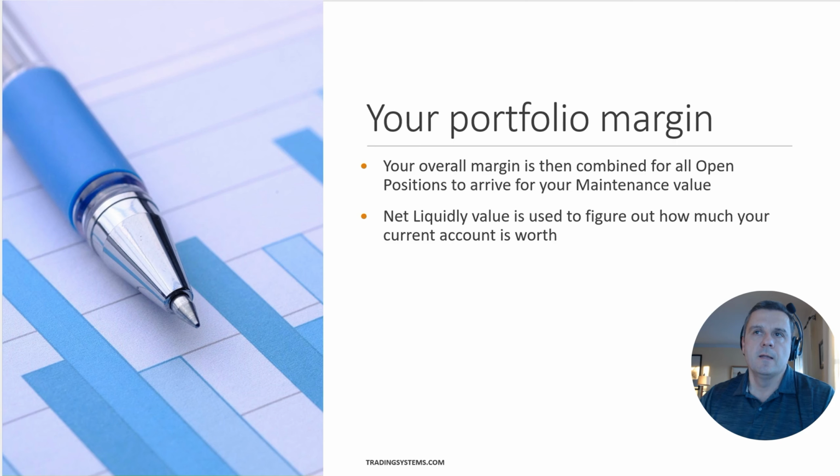Okay. Now, what happens is that you have all of your positions, and the broker says, okay, you have Apple, you have Eli Lilly, you have Tesla, you have this small cap stock. They combine all these margin requirements together to create your portfolio margin. And that's what the broker uses to figure out if you're approaching a margin call or not. They take your net liquidity value, which is basically the value of all the positions combined. If you sell it right this moment and close all your positions, you only have cash left.